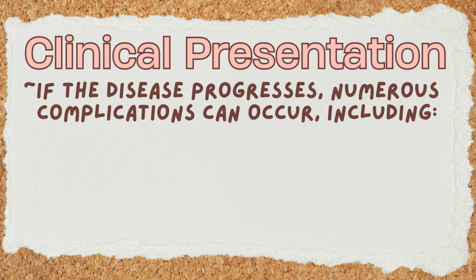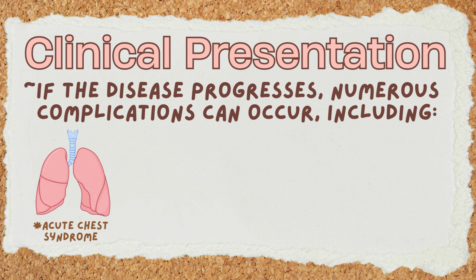If the disease progresses, numerous complications can occur, including acute chest syndrome, characterized by a new pulmonary infiltrate accompanied by respiratory symptoms, fever, chest pain, or hypoxemia. This is one of the leading causes of mortality in sickle cell disease.